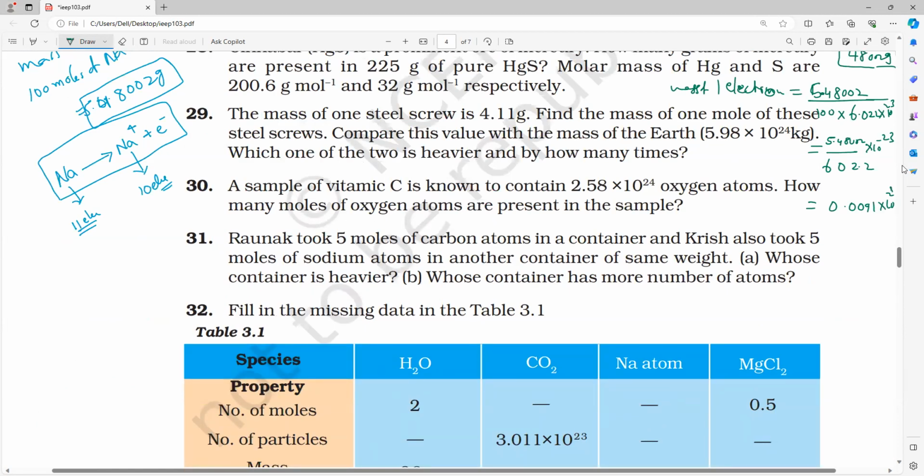0.0091 into 10 power 23. Now, can you tell me this one? I want to move this decimal to here. So, how much totally? 1, 2, 3, 4. 4 digits I want to move. So what is the answer expected?